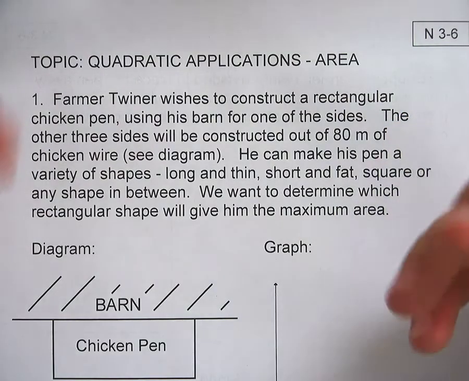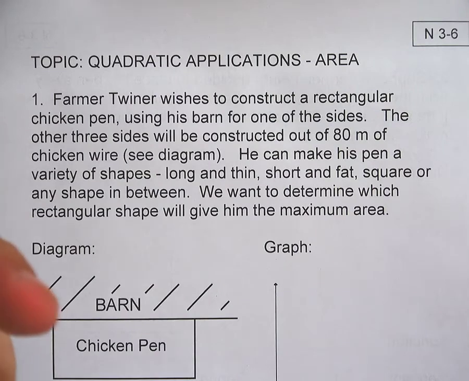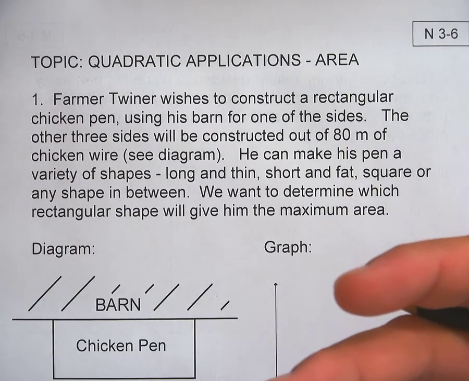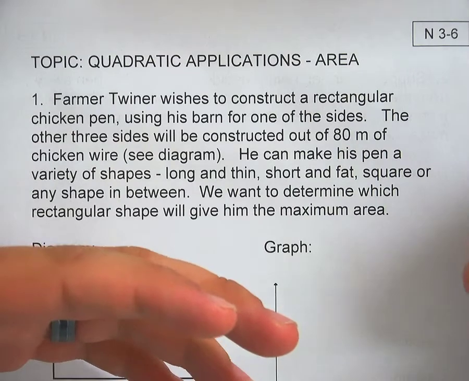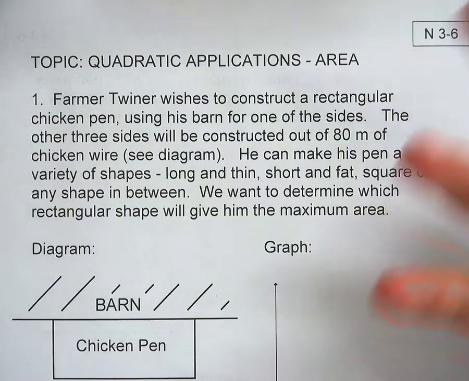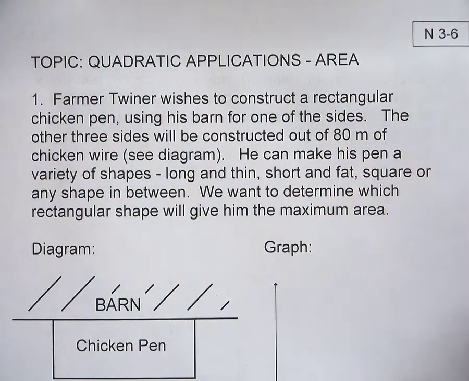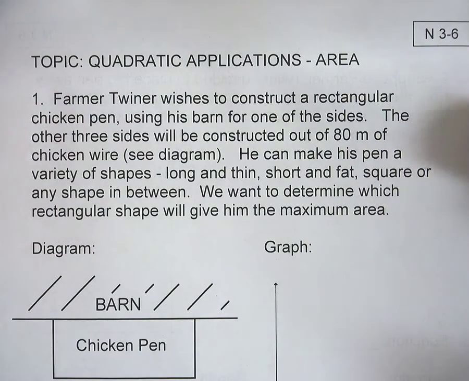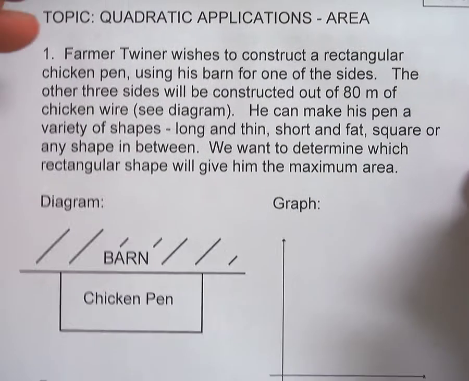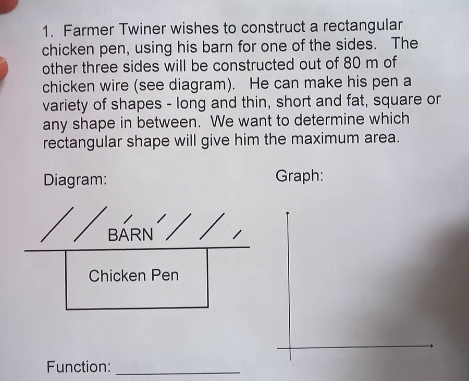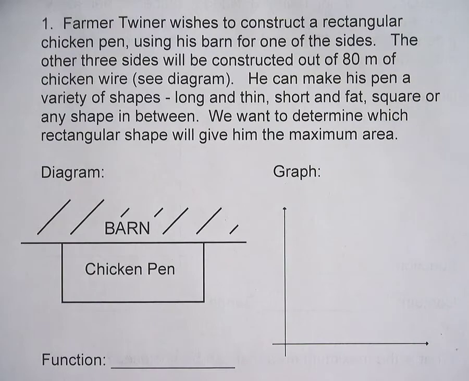For example, you want to get the most of a product with the least amount of money. Or you want to get the most area of a barnyard with the least amount of fencing. So stuff like that. Or you want to use the least amount of fencing. If you want to use the least amount of fencing, it's not necessarily going to be a maximum area. So today we're going to be talking about quadratic applications, specifically talking about area. And we're going to talk about maximizing and minimizing area.